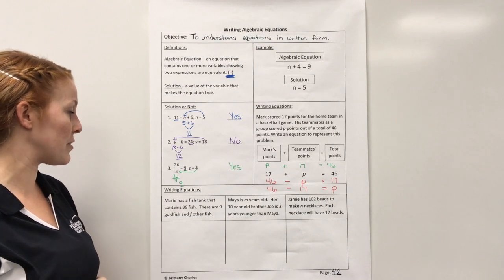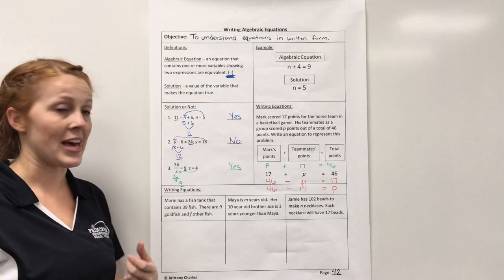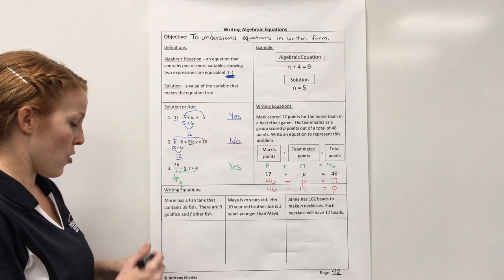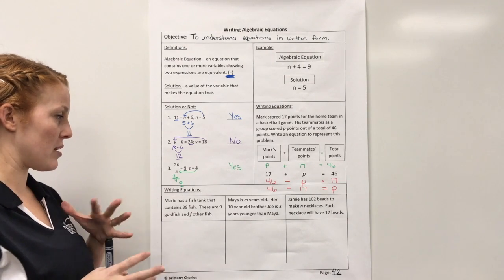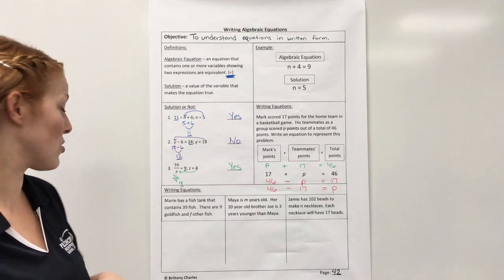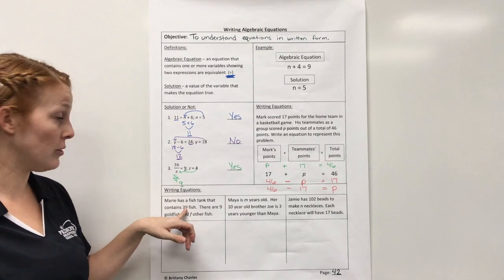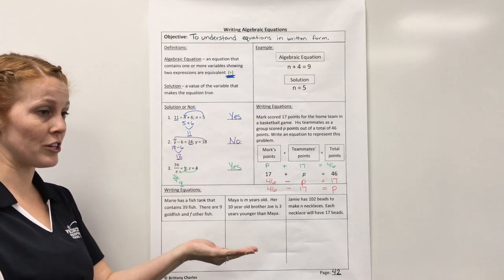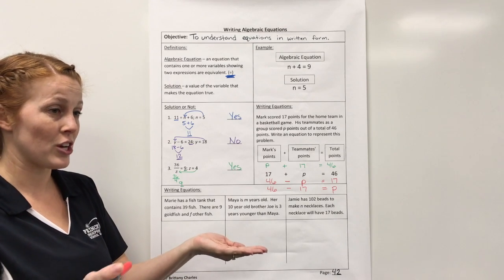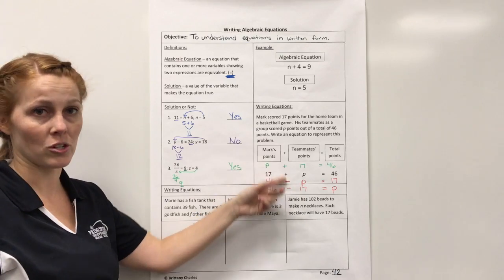So Marie has a fish tank that contains 39 fish. There are 9 goldfish and F other fish. Okay, so first we have to determine, is this an adding and subtracting situation, or is it a multiplying and dividing situation? So if I have 39 fish, that's my total, and I have 9 that are goldfish, and then I have these that are the other fish, so I would want to add those to get my total. So this is an addition-subtraction equation.